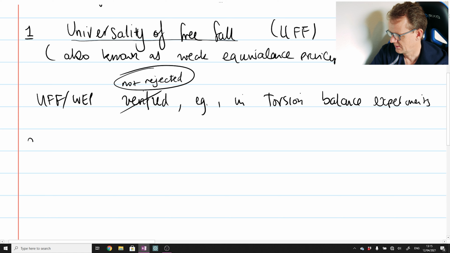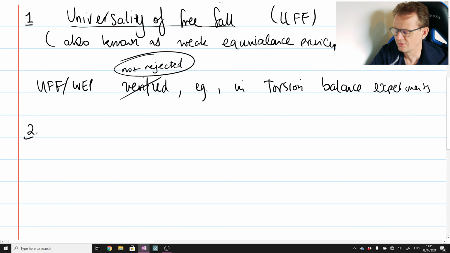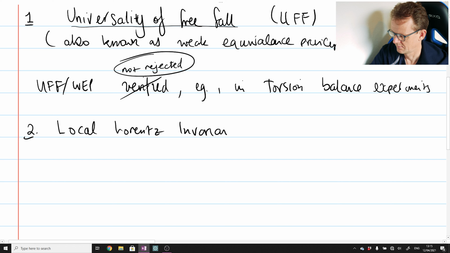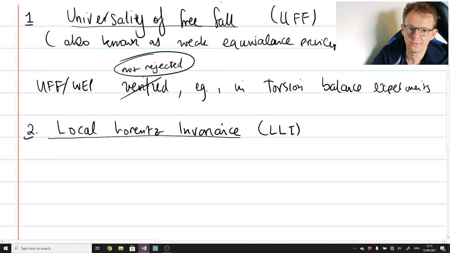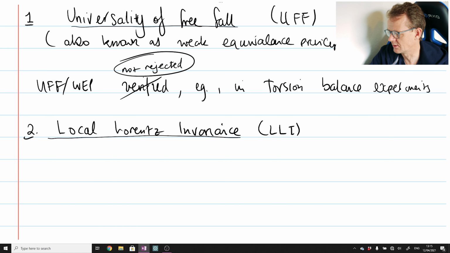In today's lecture, I'm going to now introduce to you the other aspects of Einstein's equivalence principle. The second aspect is local Lorentz invariance, and this is abbreviated LLI. And it says that in a freely falling reference frame, the laws of non-gravitational physics are those of special relativity. So in particular, they don't depend on spatial orientation or velocity.